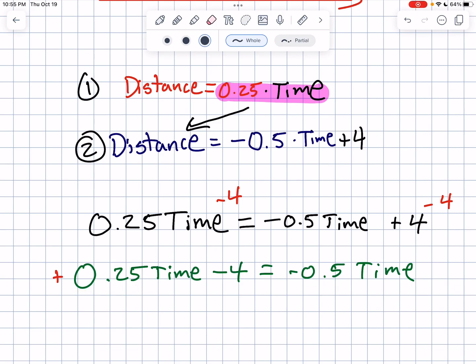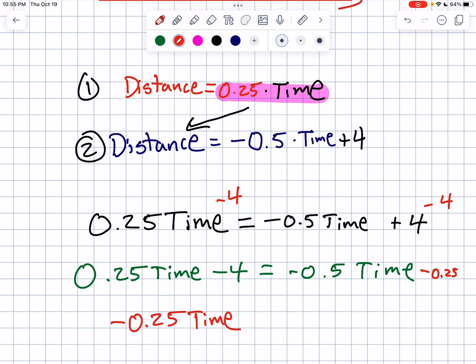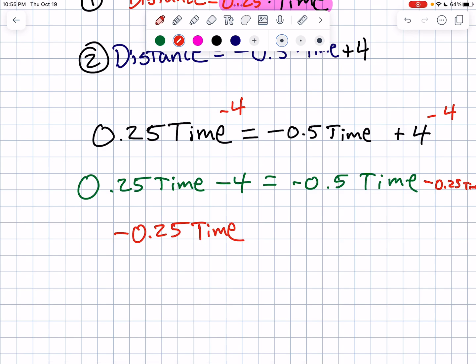I don't have to divide. I'm actually going to subtract negative 0.25 time from both sides. This is like adding 2x minus 1x. So what I end up with here is negative 4 equals, again, lots of room for making some simple mathematical errors, I'm going to end up with negative 0.75 times time.